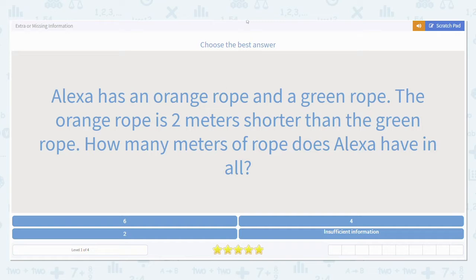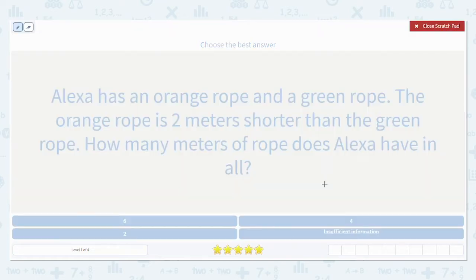So, the first thing we always want to do is identify what the question is asking for. Here we can see that it's asking for the total amount of rope that Alexa has, which would mean we need to figure out the amount of the orange rope plus the amount of the green rope. Unfortunately, we don't know either of those things. We don't know how long the green rope is, which means we can't figure out how long the orange rope is.